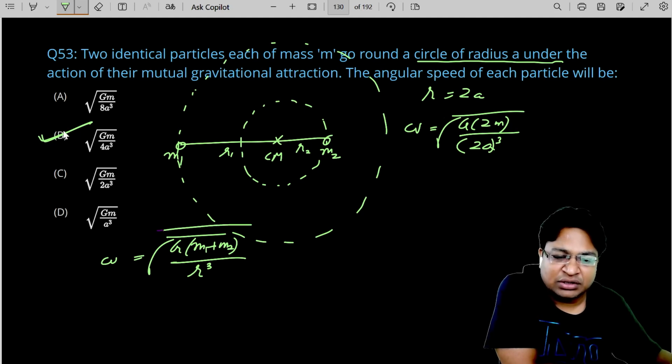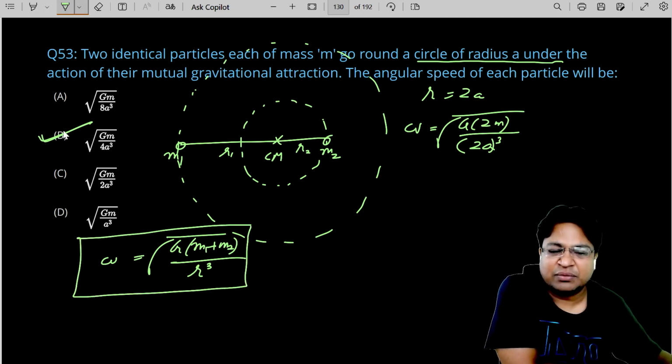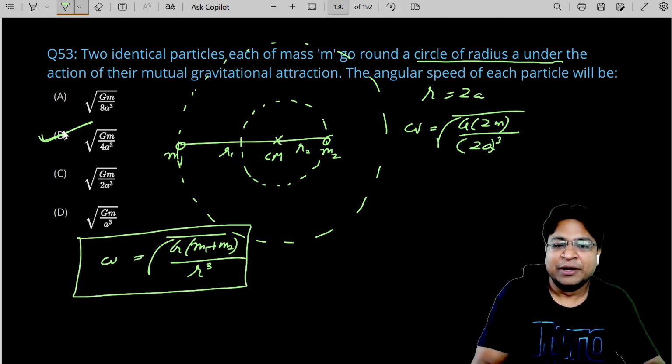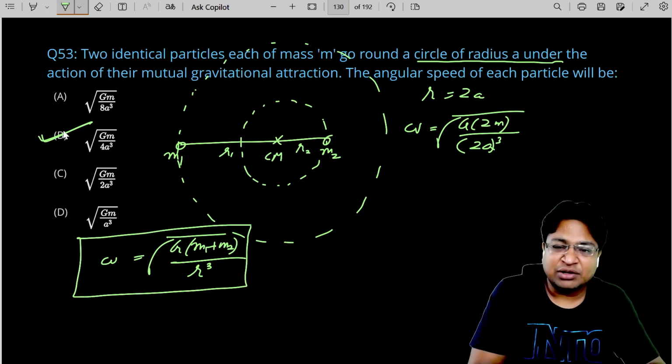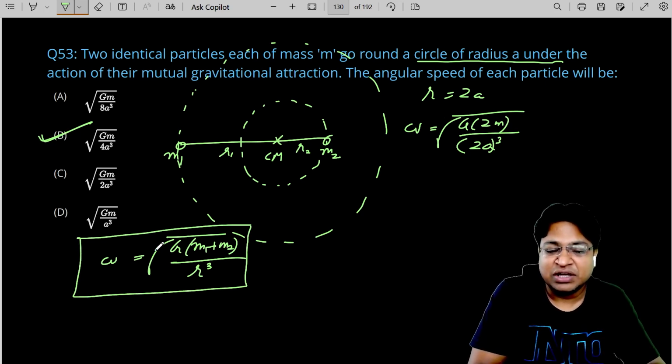Remember, students, if you learn this formula, it's very easy to derive. If you learn this formula, then you can do such questions very, very directly. Now, this arrangement is called a binary star system, and any question pertaining to a binary star system can be easily solved if you remember this expression for omega, which is again not very difficult to remember.